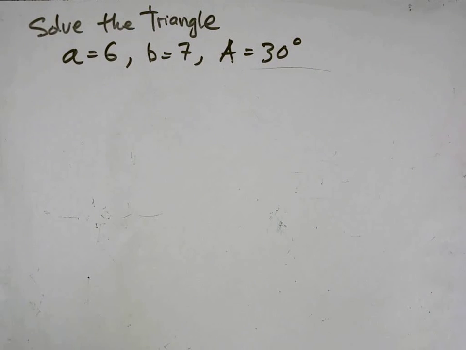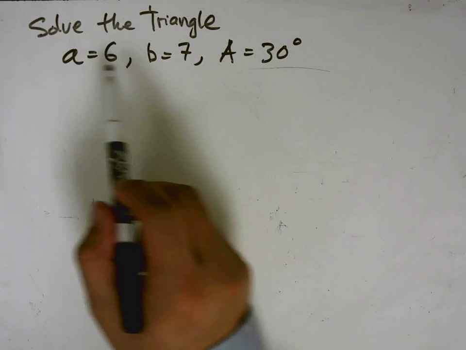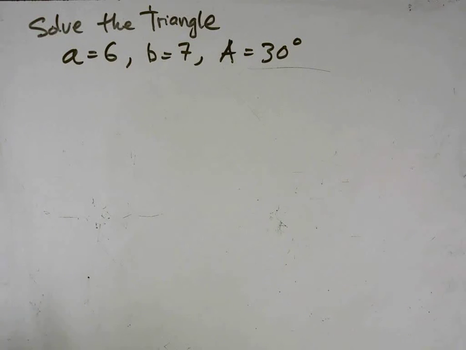Hello, pre-calculus students. We continue our discussion and our work with the law of sines today by looking at what's called an ambiguous case. Let's just start by solving this problem, and then we'll see where the ambiguity comes in. So we have a side a equals 6, b equals 7, and angle A is 30.